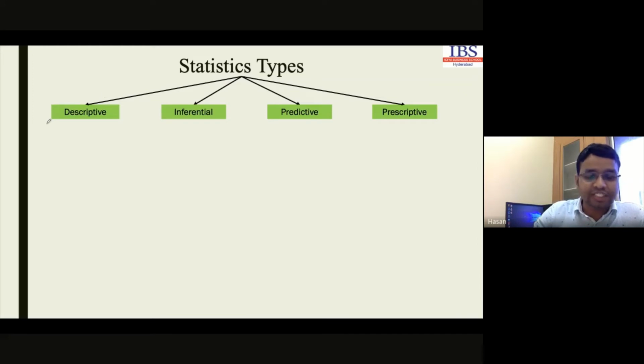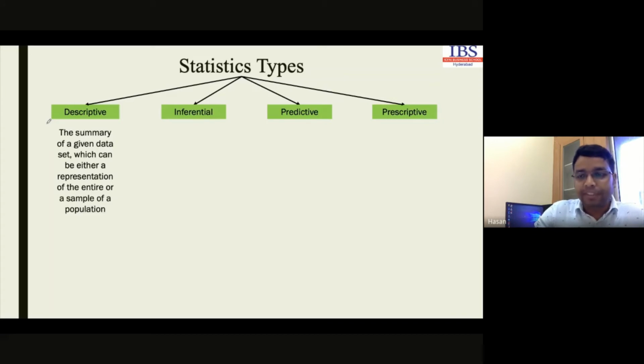The first one is descriptive statistics. This is basically the summary of all the data we have collected. The summary may include average, mean, standard deviation, median, mode, maybe percentage, but basically it represents the abstract of the data we have collected.